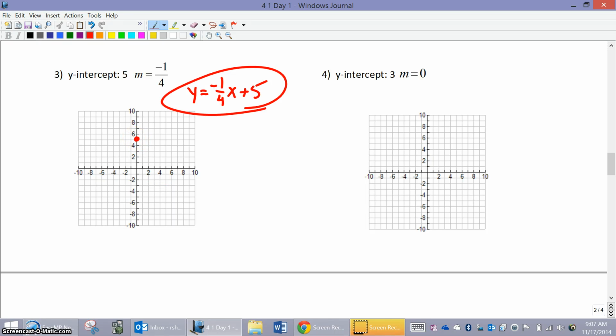And then we use our slope. What are the directions from our slope? What does negative 1/4 tell us to go? What directions from our starting spot does it tell us to go? We're going to go down 1, right 4.